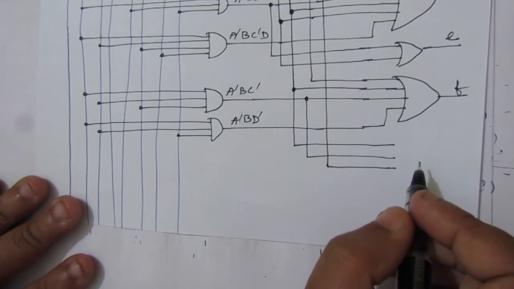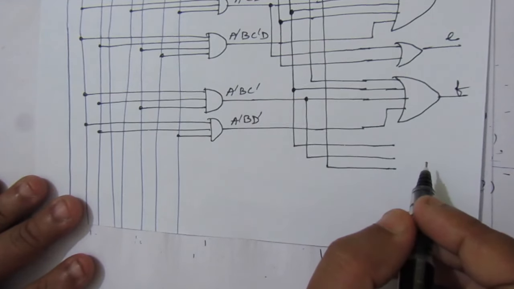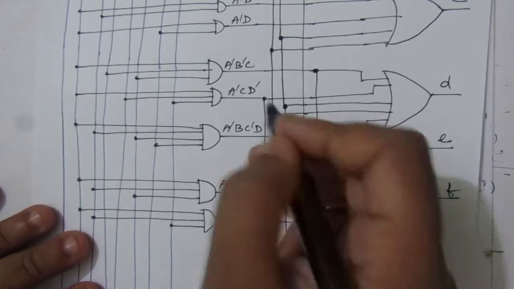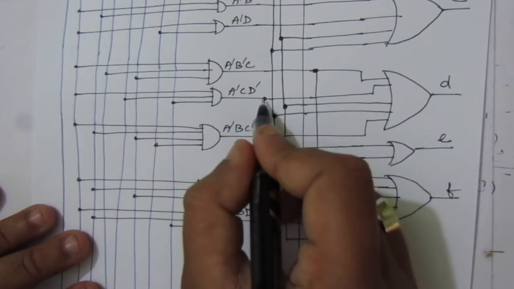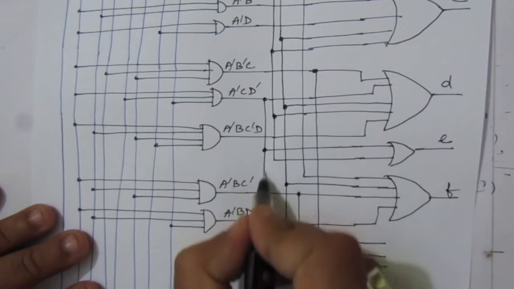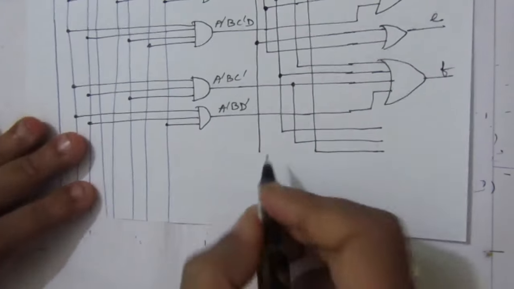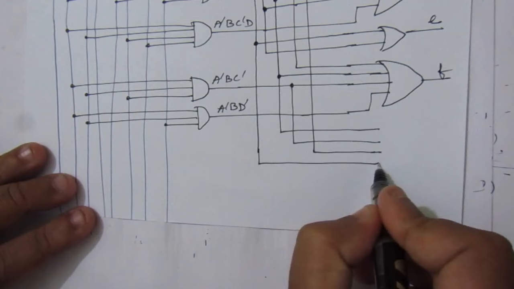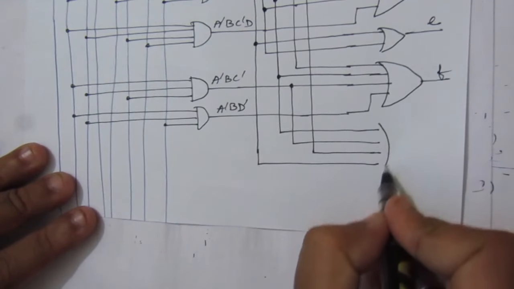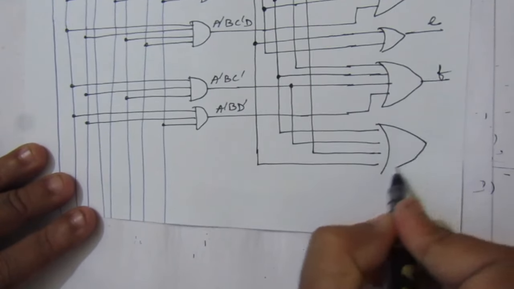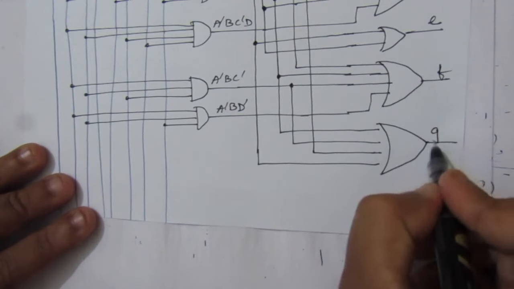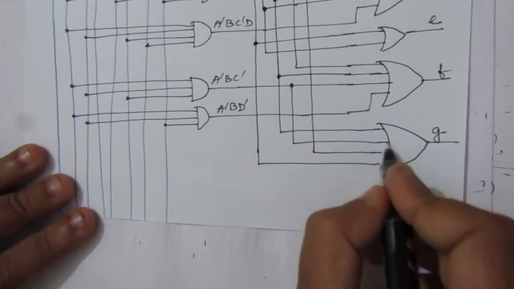Then we have a bar c d bar. A bar c d bar is this line. Okay, so we already have a connection here. So take a line from here. Okay, so this line will be the input of the OR gate. So make an OR gate here. Okay, so here we will get small g. So these are the four inputs.